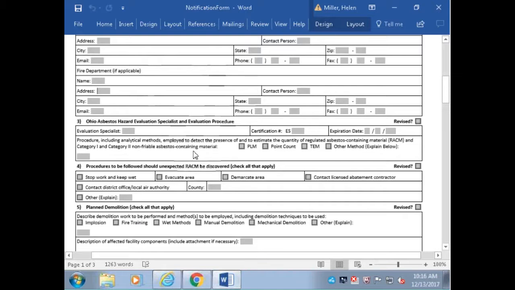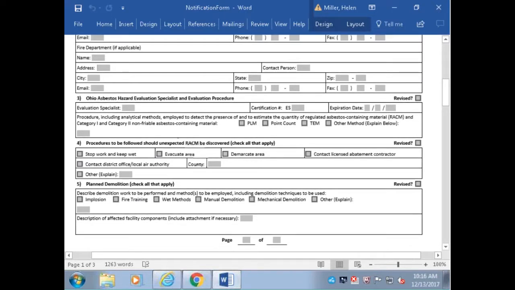As we continue to move on, Section 3 is about the evaluation specialist, the person who did the building inspection report and the surveys. Same here: name, certification number, and expiration date, and procedures that they used to detect the presence of asbestos. All that information can be placed right here.